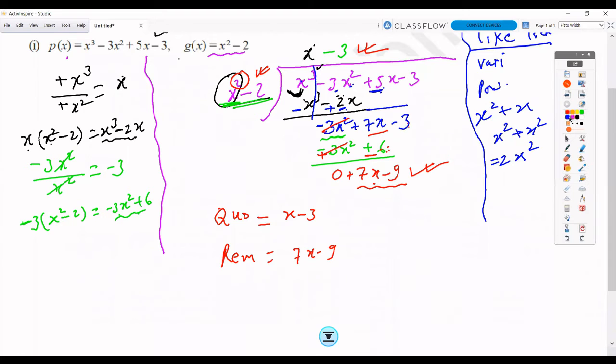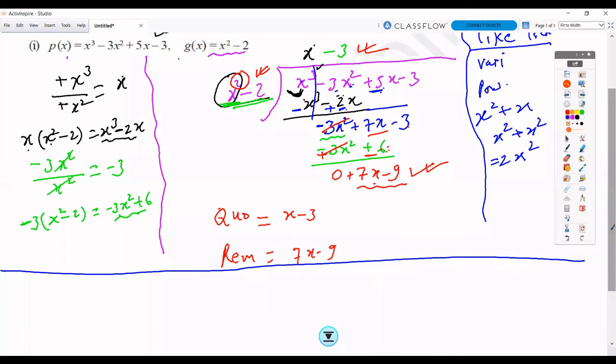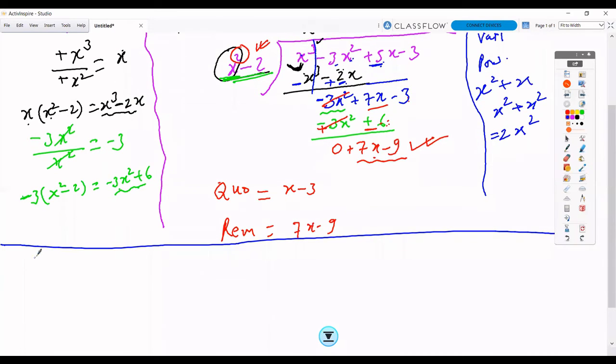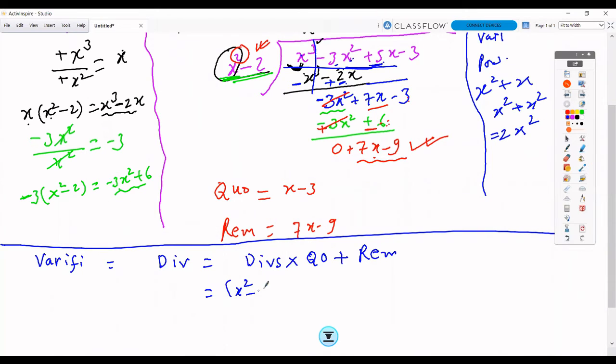So if they are asking for verification, I'm going to tell you the verification process, but for this question this is not given. So verification means what? Verification means the property verification. Dividend is equal to divisor into quotient plus remainder. So the dividend is this, I know. The divisor is x square minus 2, of course. The quotient is x minus 3, and the remainder we will keep as 7x minus 9.